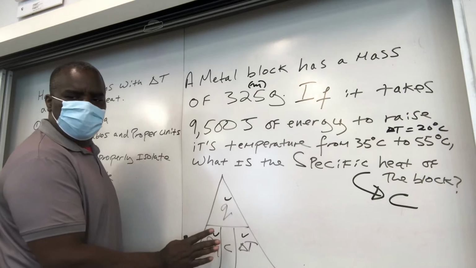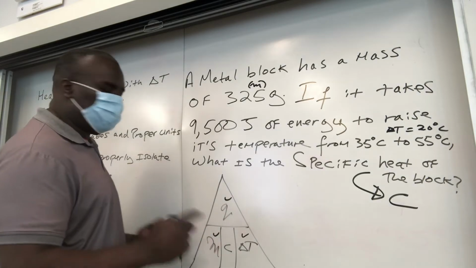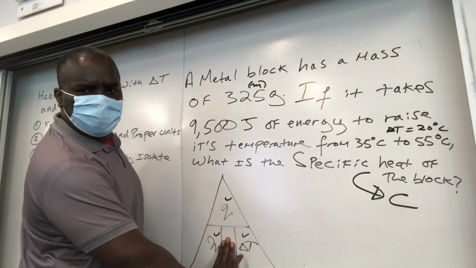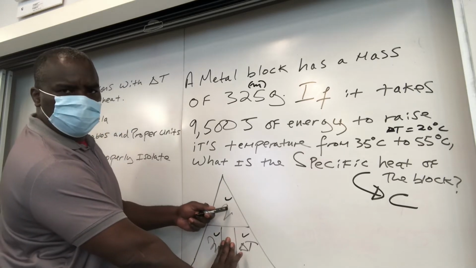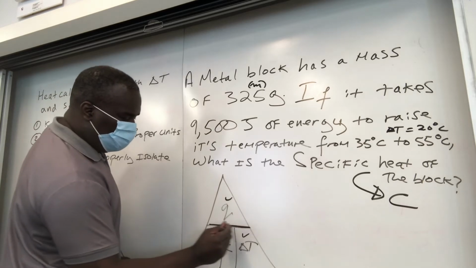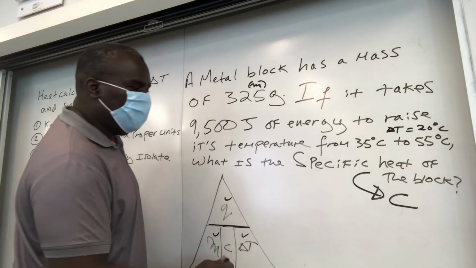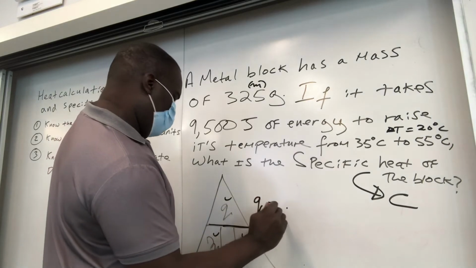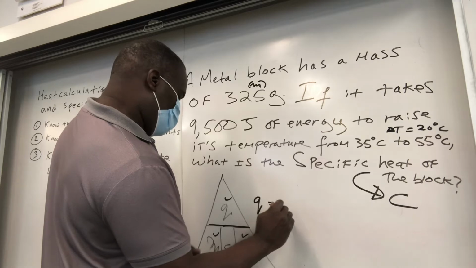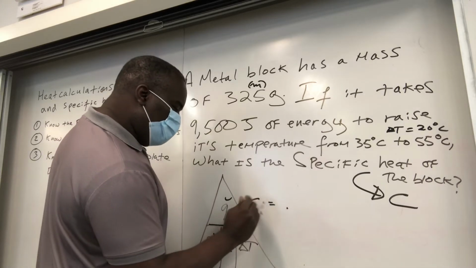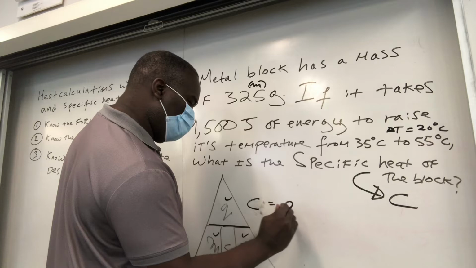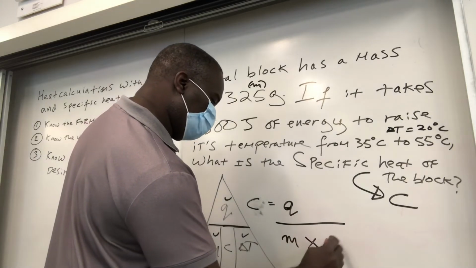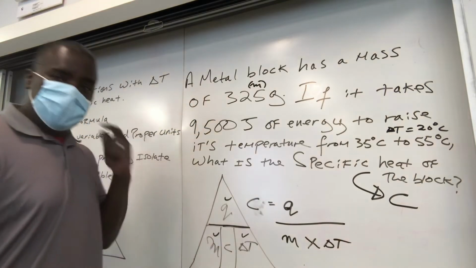Now we have the triangle here. If you have issues with algebra, no problem, you can put your fingers over the C, and what are you left with? You're left with Q over M times delta T. So you write it out someplace. C is equal to Q over M times delta T. No problem. And you plug your numbers in.